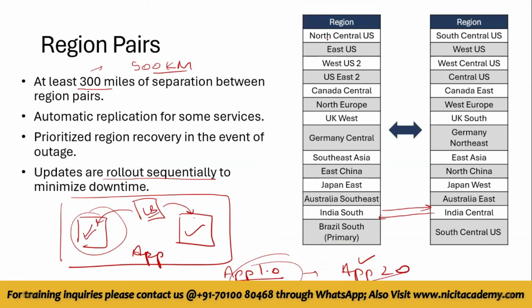Now you will say South Central US is already in pair with North Central US, and that is absolutely correct. So when North Central US goes down, it is going to transfer data to South Central US. When South Central US goes down, it is going to transfer data to North Central US. It's not going to send it to Brazil. Only Brazil is a one-way connection: if Brazil South goes down, then we are going to transfer data to South Central US. South Central US will never transfer any of its data to Brazil South.